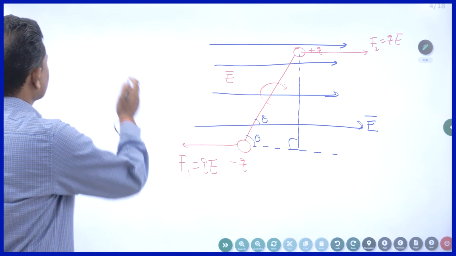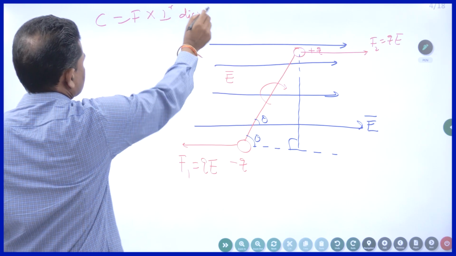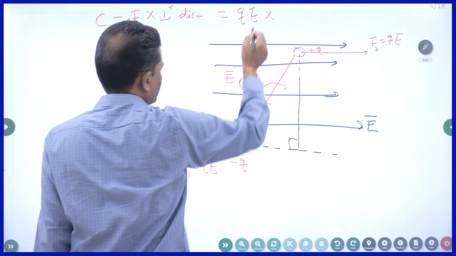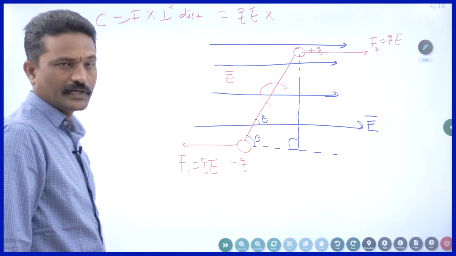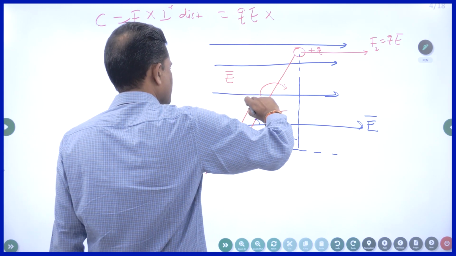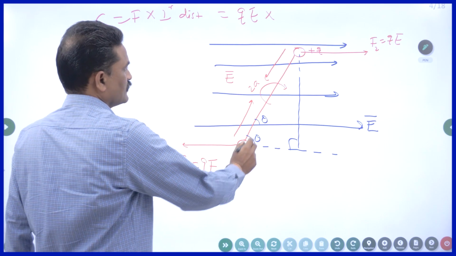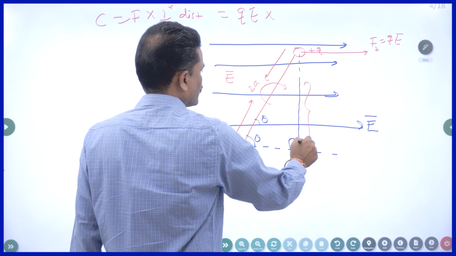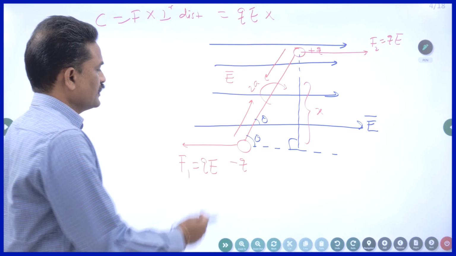From our definition, couple is equal to force into perpendicular distance. So force is how much? QE. What is the perpendicular distance? So this perpendicular distance I should calculate. I don't know. The length of the dipole is always taken as 2a. So this is 2a. I know the angle, I know this value, I don't know this value. Let us say this perpendicular distance is x. How to find the value of x?